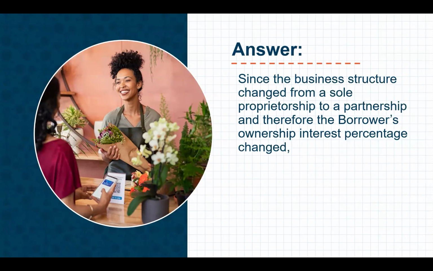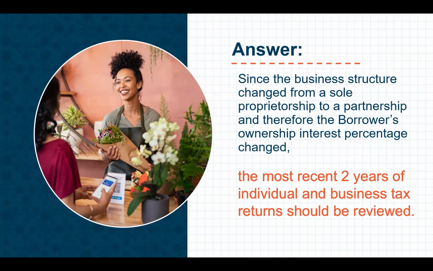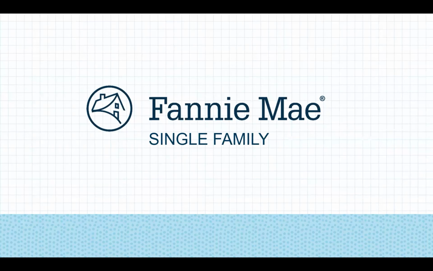Answer: since the business structure changed from a sole proprietorship to a partnership, and therefore the borrower's ownership interest percentage changed, the most recent 2 years of the individual and business tax returns should be reviewed. Turning now to Fannie Mae.